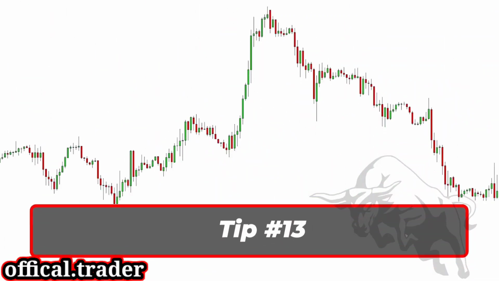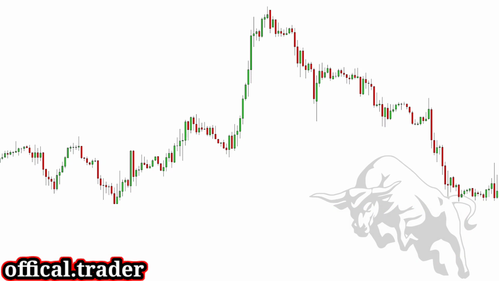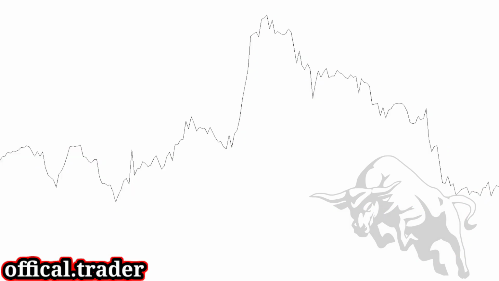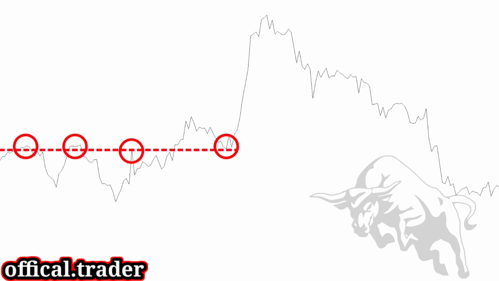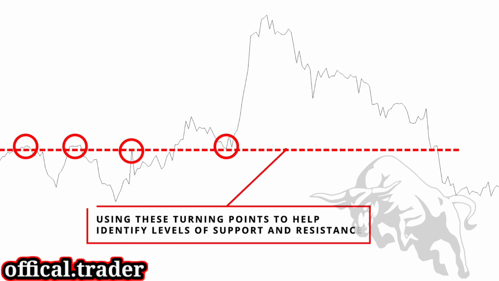Tip 13 is to use a line chart to help find turning points in the market and then use those turning points to find levels of support and resistance. Here we have a regular candlestick chart of the euro dollar. By switching over to the line chart, we can quickly identify areas where price reversed from, and we can use those areas to identify levels of support and resistance on our chart.